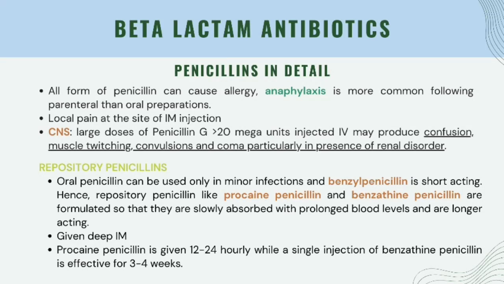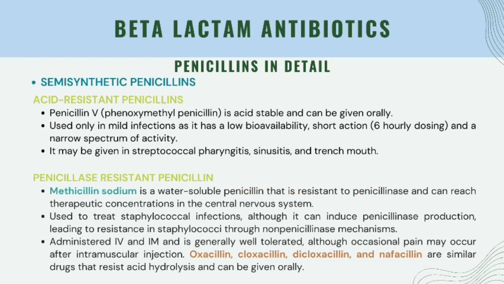In repository penicillins, oral penicillin can be used only in minor infections, and benzylpenicillin is short-acting. Hence, repository penicillins like procaine penicillin and benzathine penicillin are formulated so that they are slowly absorbed with prolonged blood levels and are longer-acting. Given deep intramuscular, they release penicillin slowly from the site. Procaine penicillin is given 12 to 24 hourly, while a single injection of benzathine penicillin is effective for 3 to 4 weeks. Next is the semisynthetic penicillin.